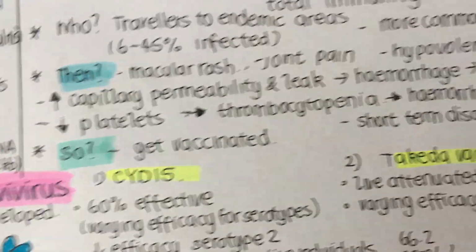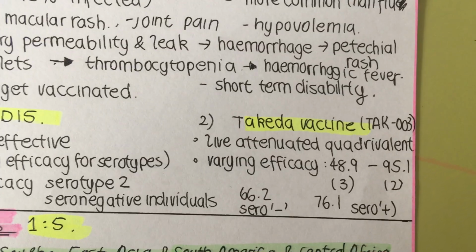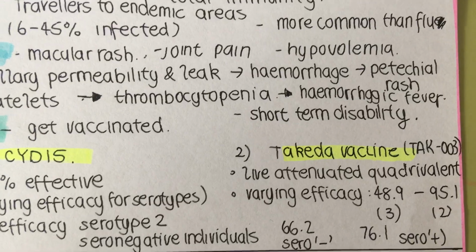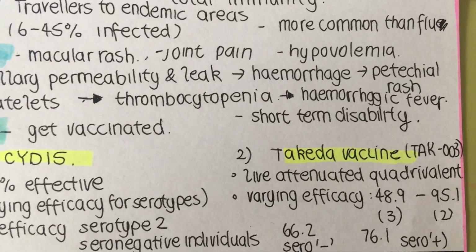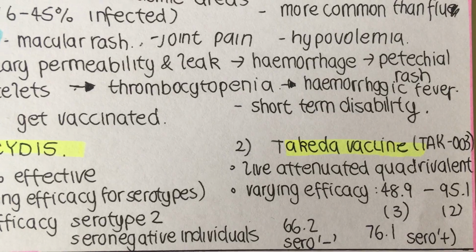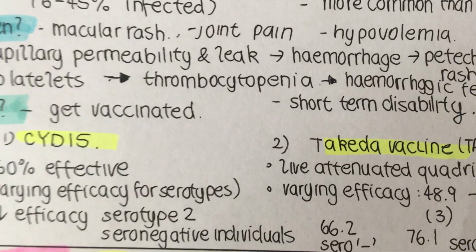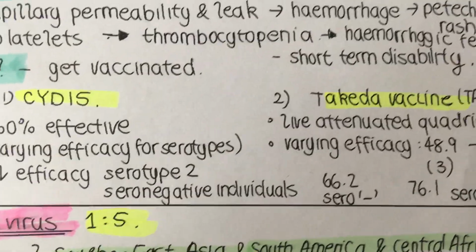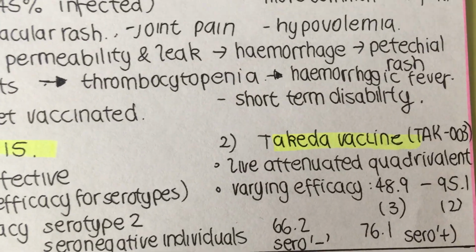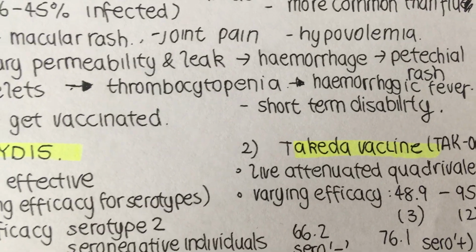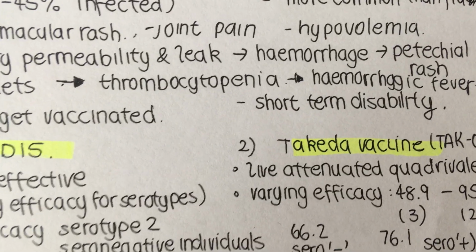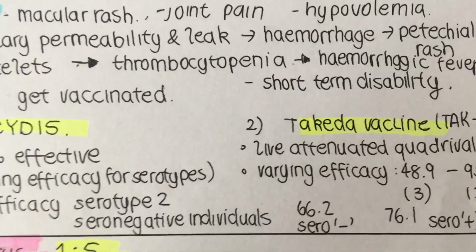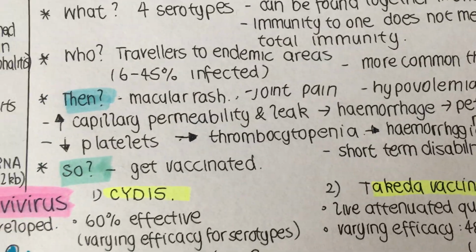To compensate for this, we have the Takeda vaccine, TAK-003, which is a live attenuated quadrivalent vaccine that also has a varying efficacy, but is particularly effective for serotype 2 with 95.1%, but not as effective for serotype 3. The difference between seropositive and seronegative individuals is not apparent, with 66.2% efficacy for seronegative individuals and 76.1% efficacy for seropositive individuals.